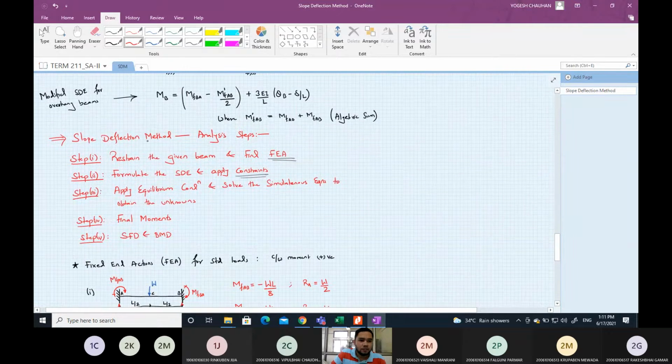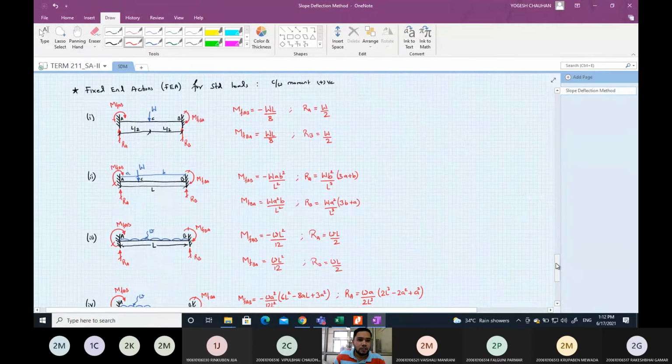Okay, and these are the steps to be followed for slope deflection method. The first step would be to restrain the beam and then find the fixed actions. Next step is to formulate the slope deflection equation and apply the constraints. Third step, apply the equilibrium conditions and solve the simultaneous equations to get the unknowns. And the fourth step would be the final moments. You substitute back the unknowns found in step 3 into step 2, that is the formulated slope deflection equations, and finally draw the shear force and bending moment diagrams.